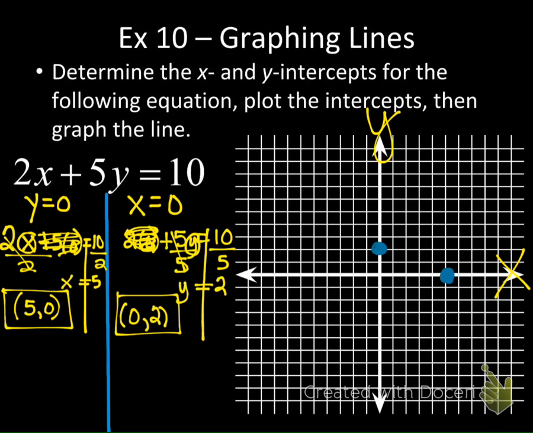Okay, so my line wasn't straight. It didn't go through both of my plotted points. I didn't have my arrows, and it didn't go to the end of each of my coordinate planes. Those are all things that I'm looking at.